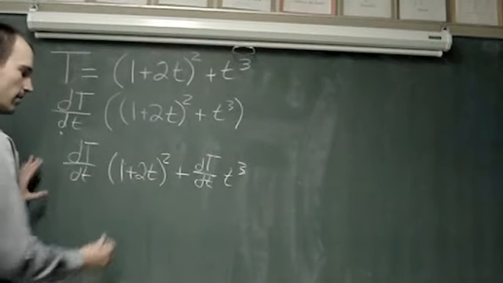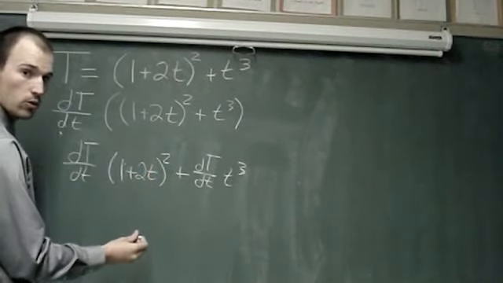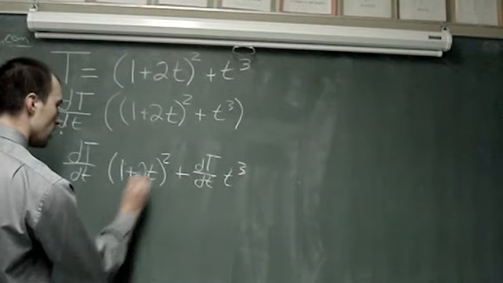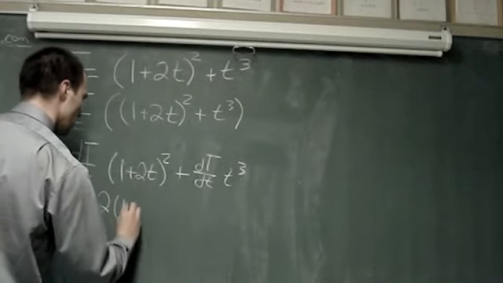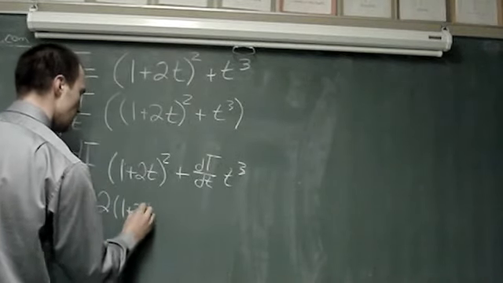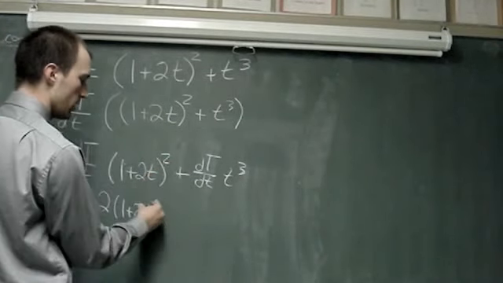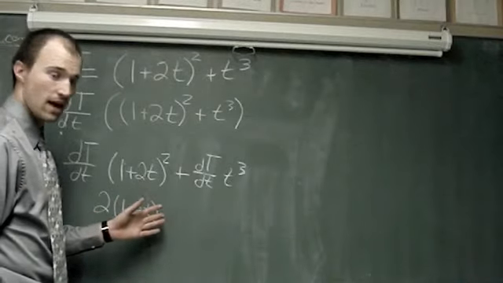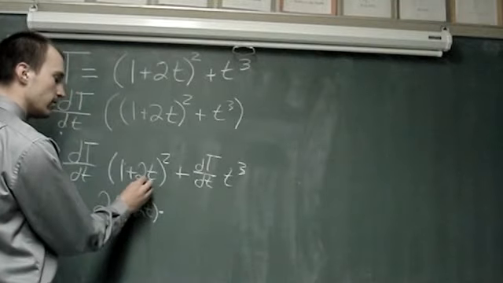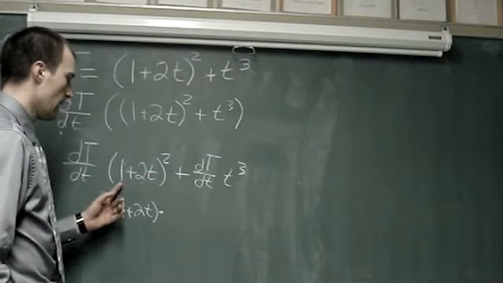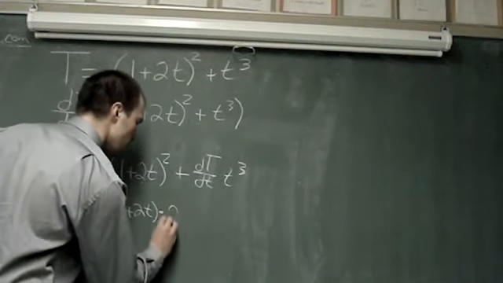The derivative of our first term, our first function with the general power rule in play, is going to be our power 2 times the function by itself, 1 plus 2 times t, again to the 2 minus 1, which is the first power. I'm omitting that because it is the first power. We take this times the derivative of our actual function. And the derivative of 1 plus 2t with respect to t is simply 2.